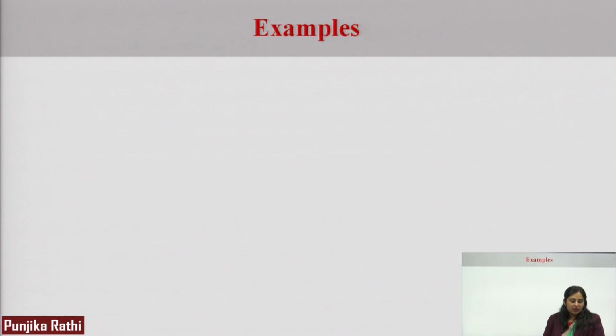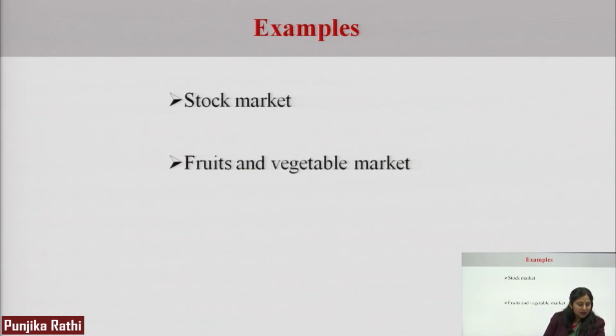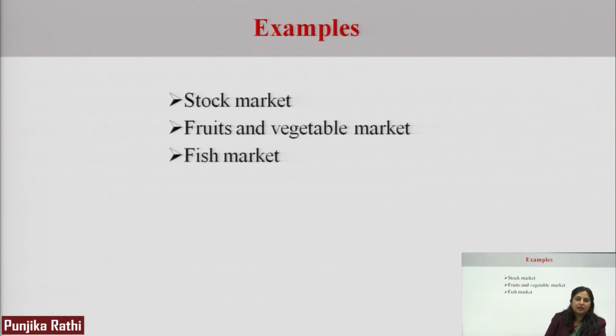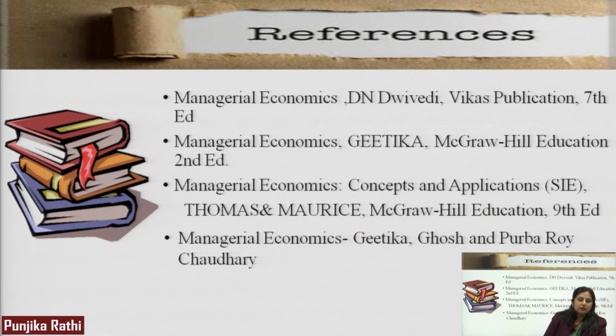So, what are the examples? Examples are the stock market, the fruits and vegetables market and the fish market. They are not perfect examples, but they resemble perfect competition. So, this we have discussed.